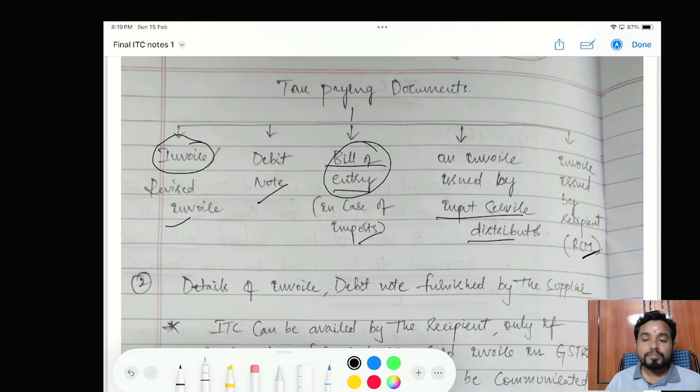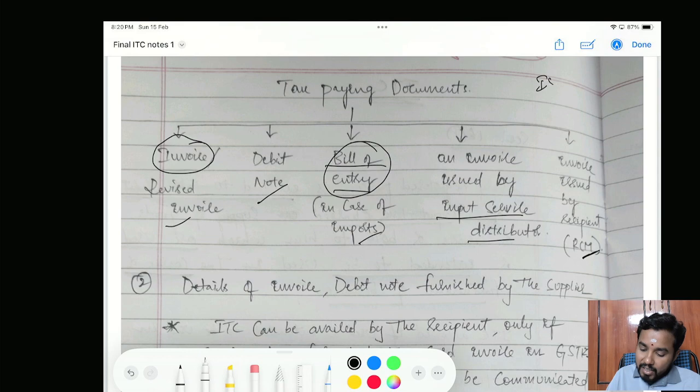And also common services will be there. Common services which the HO had taken, and that common services has been used for all the branches. Now in such scenario, what they have to do, ISD should have to take that credit, and ISD should have to distribute that credit to all the branches. Now in such scenario, to avail ITC, again there should be a tax paying document. Now what will be the tax paying document in this scenario?